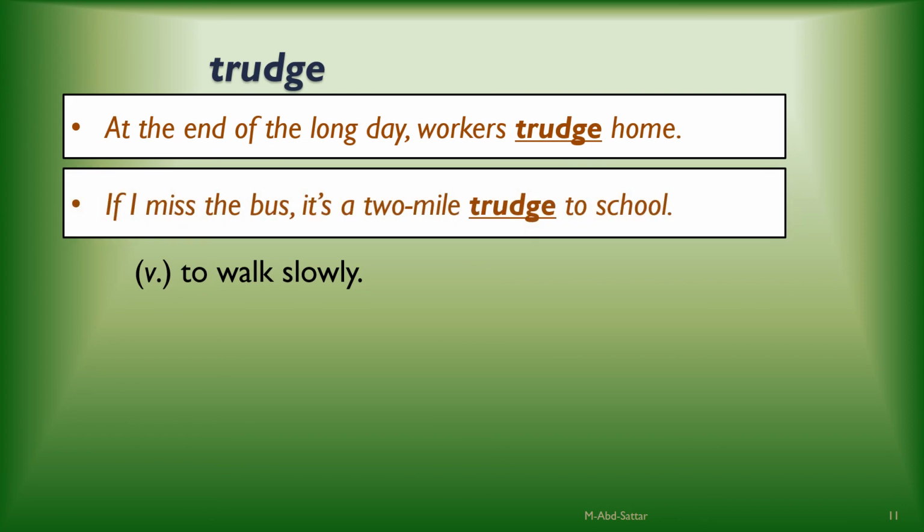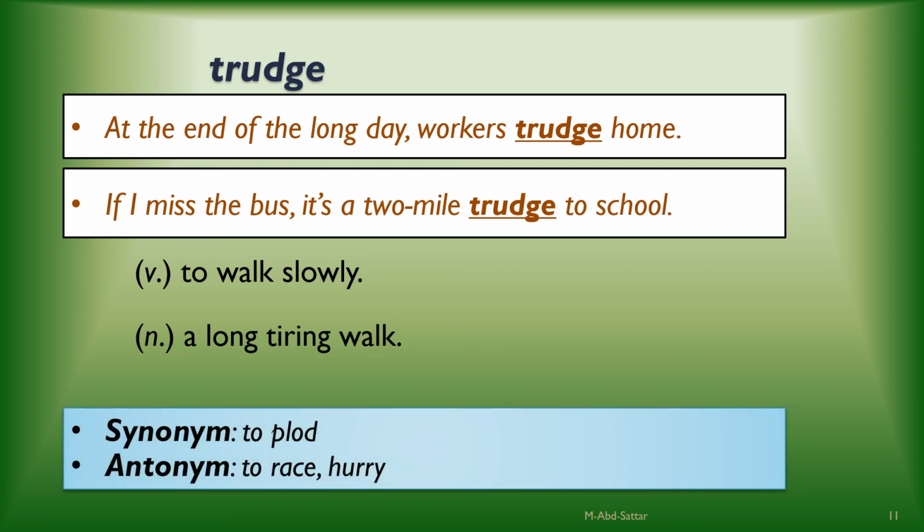As a noun, if I miss the bus, it's a 2-mile trudge to school. So you have to wake early so you don't miss the bus. Or it's going to be a long trudge or a long, tiring walk. A synonym of that word is to plod, which means to walk slowly. The antonym is to race or to run or to hurry.